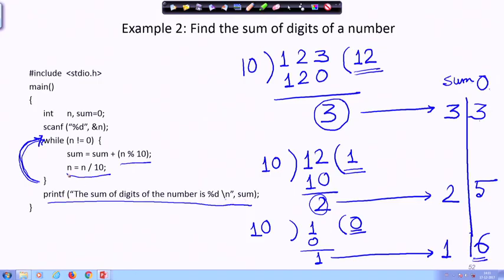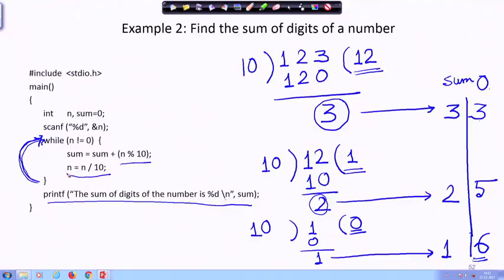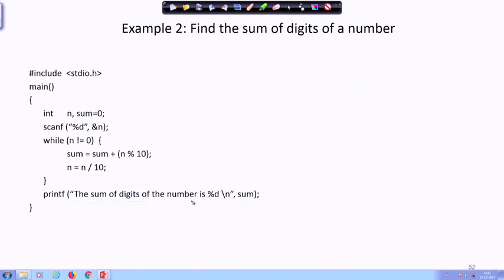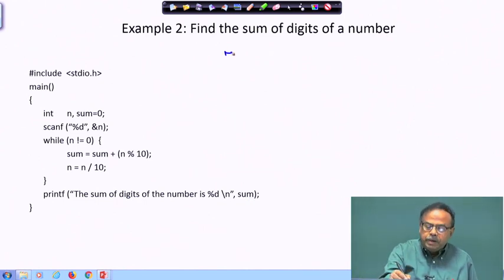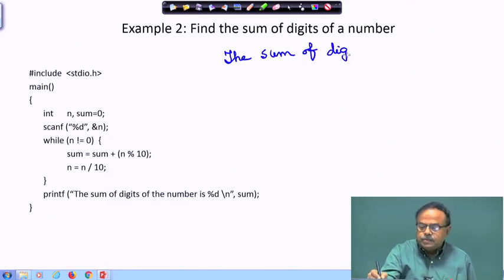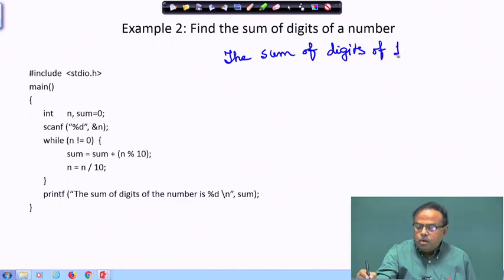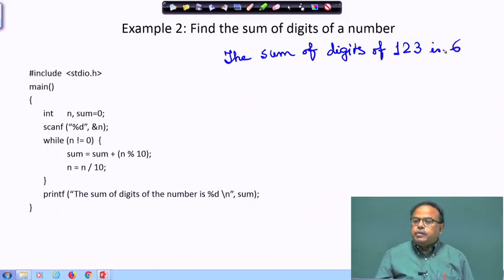So, this is another example of a while loop. Now, my question is, if you have understood it, I want the output to come as printf the sum of digits of the number 123 is 6. How can I do? What modification should I do in this program? What I want to be printed is the sum of digits of 123 is 6. What should I modify?